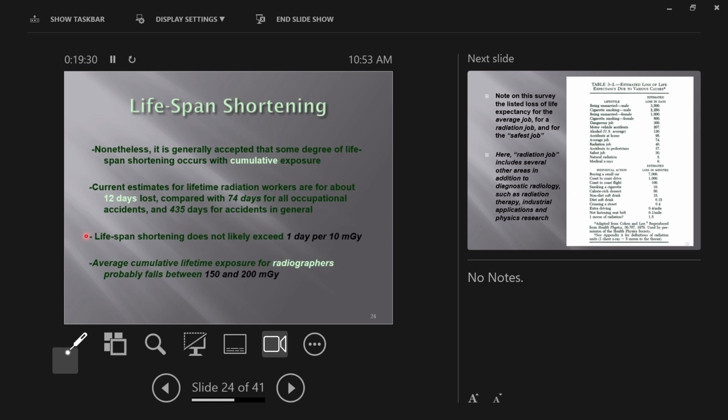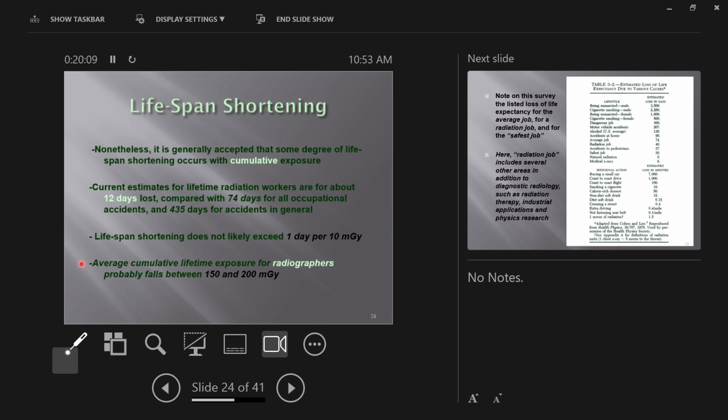This is plotting lifespan of the average worker compared to radiation workers and other things. Lifespan shortening likely does not exceed 1 day per 10 milligray. So at the end of your career, you can count up your exposure in milligray, divide by 10, and that'll tell you how many days you are going to, on average, have lost due to the job you chose, which is likely not going to exceed more than like 12 days on average. So it's almost nothing, right?